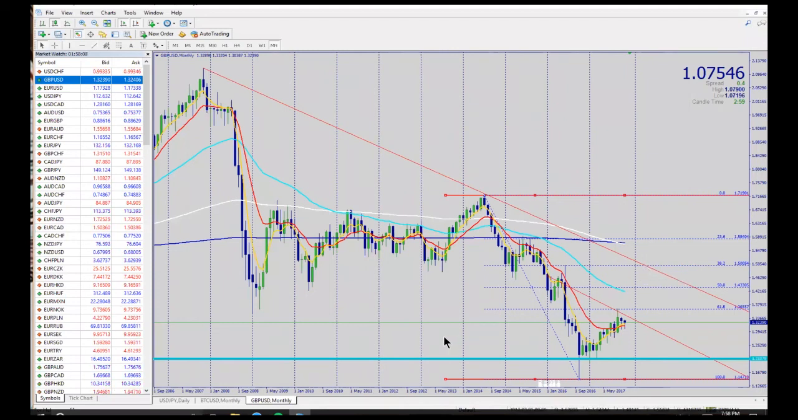And we called it long, right? Long. But right there, man, 38.2 minimum retracement.